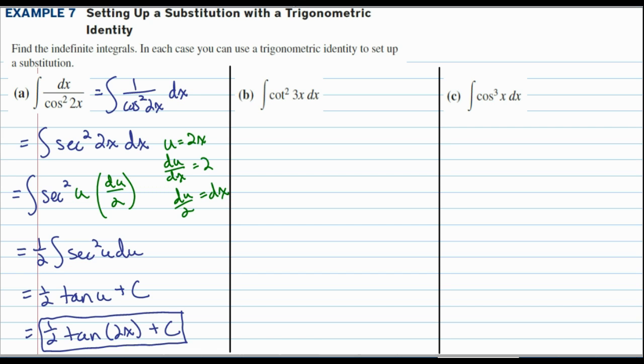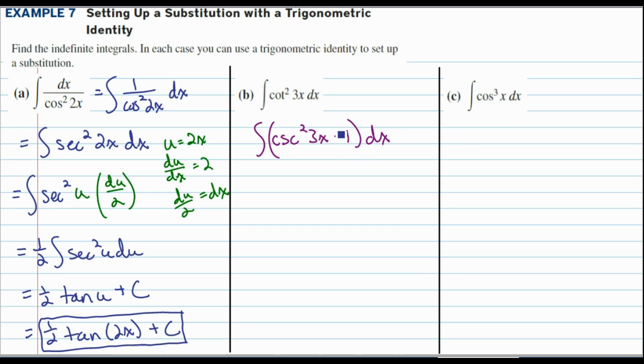Part B, the antiderivative of cotangent squared of 3x dx. Let's see. Cotangent is cosine over sine, so I could do cosine squared over sine squared, but I don't know the antiderivative of either one of those. That just seems messy. I do know a trig identity where cotangent squared is cosecant squared x minus 1. So what if I change this into the antiderivative of cosecant squared of 3x minus 1?